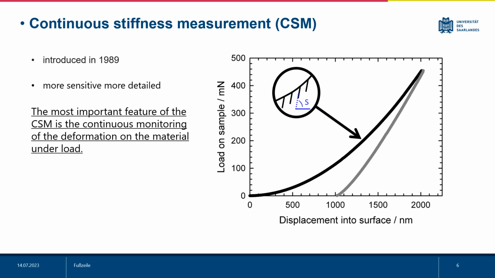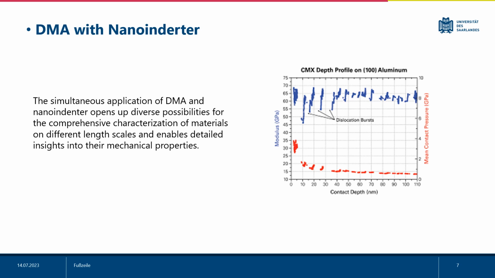or hardness value. By combining DMA with nanoindentation, it's possible to obtain a comprehensive understanding of the viscoelastic behavior of the material at both macroscopic and microscopic levels. DMA provides information about the material's bulk viscoelastic response, while nanoindentation allows for the assessment of mechanical properties at site-specific locations or features on the material's surface. The simultaneous application of DMA and nanoindenter opens up diverse possibilities for the comprehensive characterization of materials on different length scales and enables detailed insights into their mechanical properties.